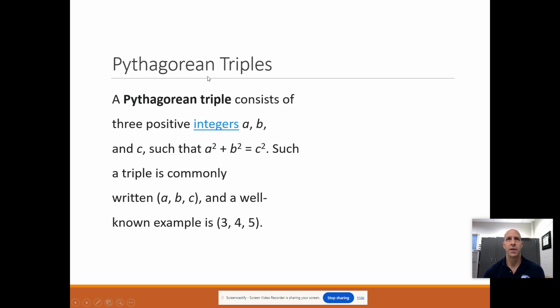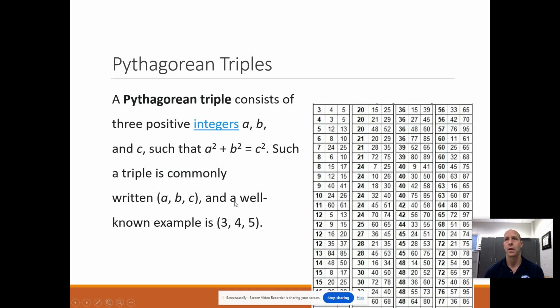Another thing I'd like to mention is something called Pythagorean triples. A Pythagorean triple is just three numbers that satisfy the Pythagorean theorem. Here you'll see, I got this off of Wikipedia. It says a squared plus b squared is equal to c squared. For example, 3, 4, 5 is a Pythagorean triple because 3 squared plus 4 squared is indeed equal to 5 squared.